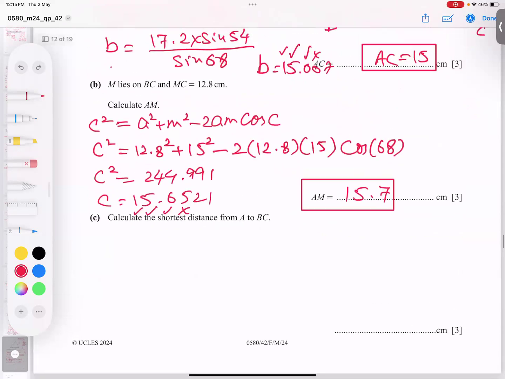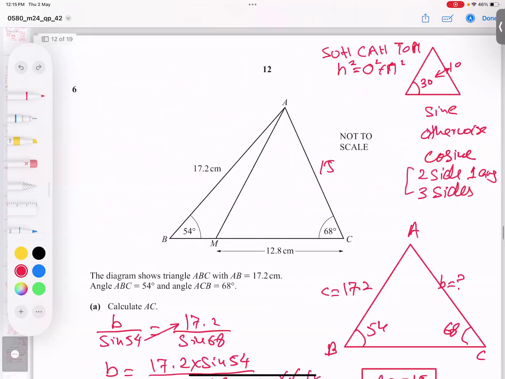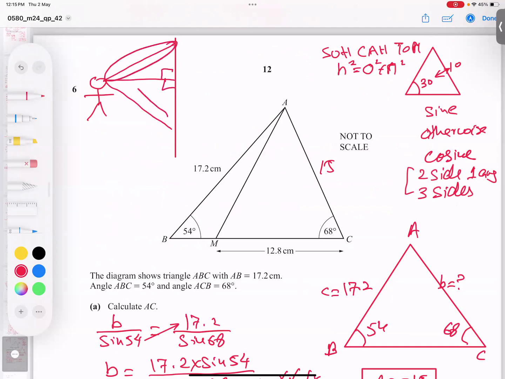A short distance he is asking to find from A to BC. Okay, I always give an idea. For example, students, one man standing here, and this is a line. So which is the closest to you? For example, this, and this. This is 90 degrees. So naturally the smallest distance is this. So it means I have to draw a perpendicular.